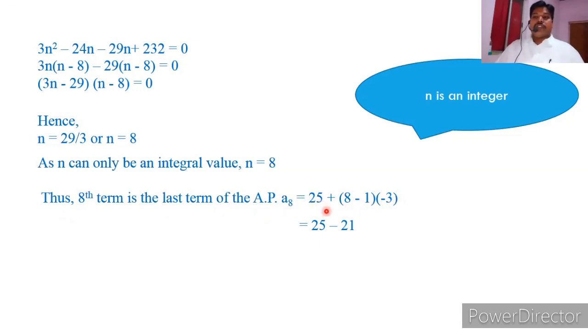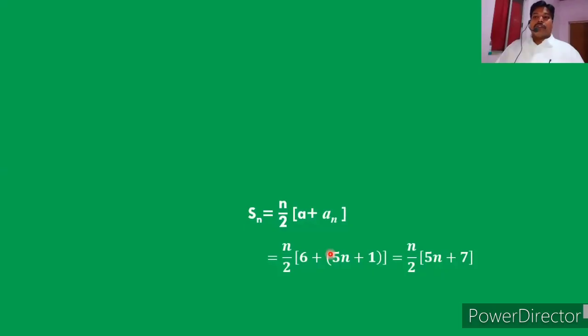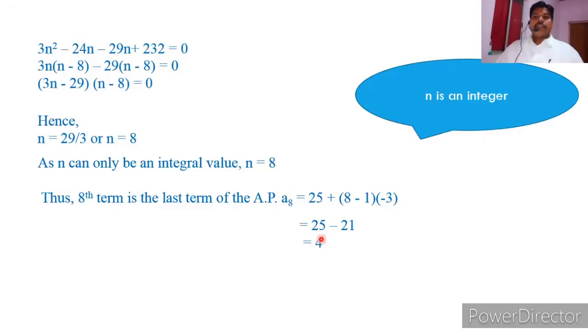A value is 25, n value is 8 and D value is minus 3. Replace the values in the formula A plus n minus 1 into D. That is 25 plus 8 minus 1 into D. So 25 plus, take this value, that is 7. 7 into minus 3 is minus 21. 25 minus 21, that value is 4. So that is the answer. See that once again.